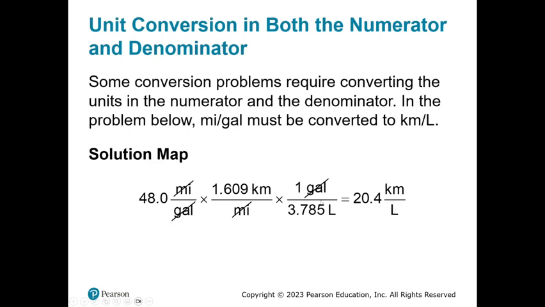Gallons will cancel out and we'll be left with liters, and we can convert 48 miles per gallon to 20.4 kilometers per liter. We started with 3 sig figs. We multiplied by 2 conversion factors that have an infinite number of sig figs. They're exactly these quantities. And so at the end of our answer, we're going to have 3 sig figs.